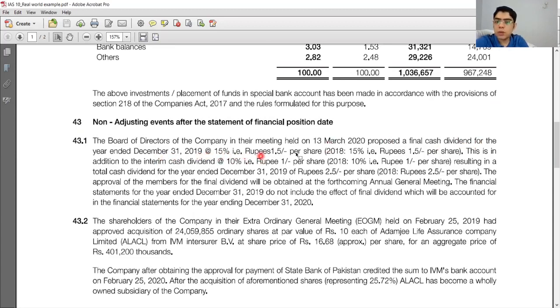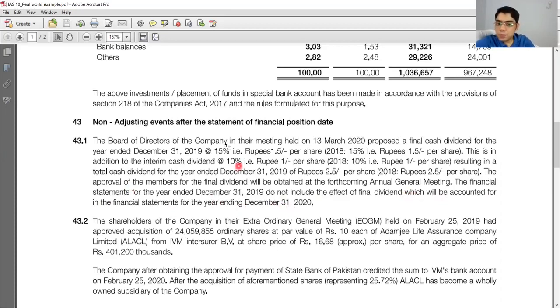That is rupees 1.5 per share. This is in addition to interim cash dividend, resulting in a total cash dividend for this. The approval of the members for the final dividend will be obtained at the forthcoming annual general meeting. The financial statements for the year ended December 31st, 2019 do not include the effect of final dividend, which will be accounted for in the financial statements for the year ending December 31st, 2020.